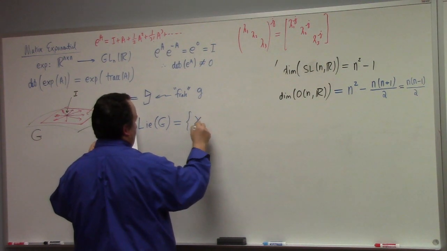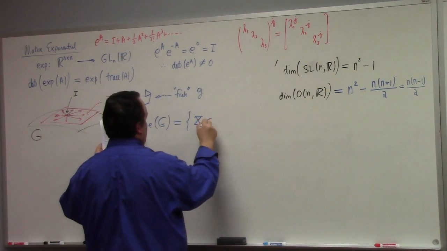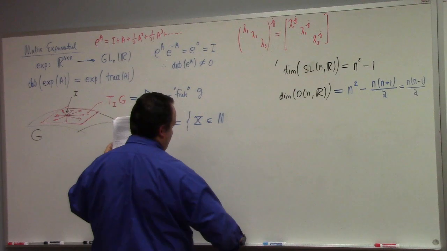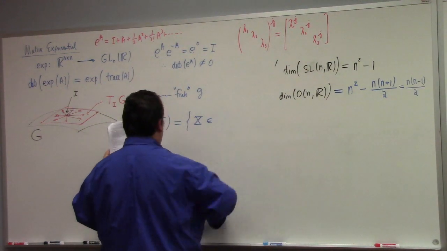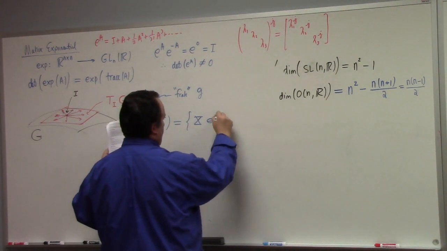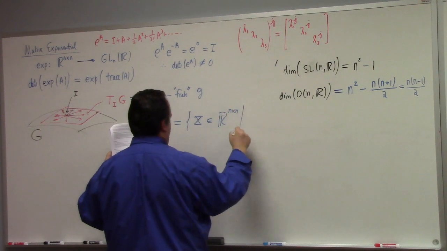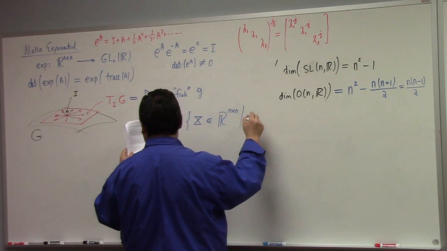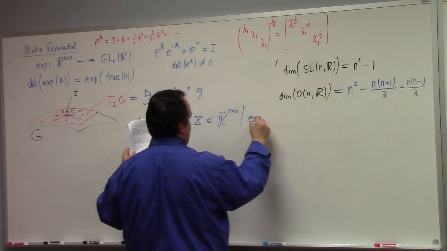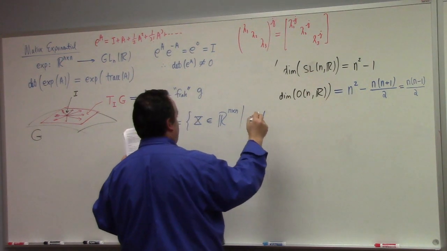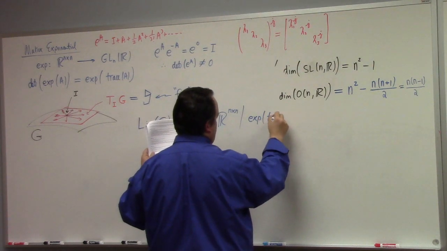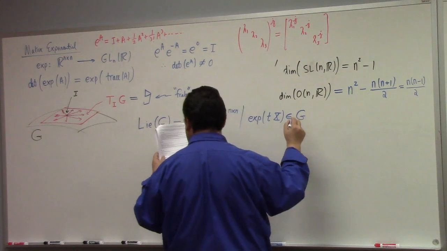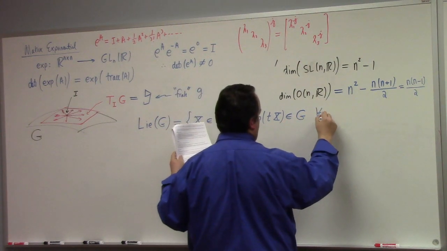So X in, well, I guess my notation is usually not that. My notation is typically R^(n by n), so n by n real matrices, such that the exponential of tX is an element of G for all t in R.